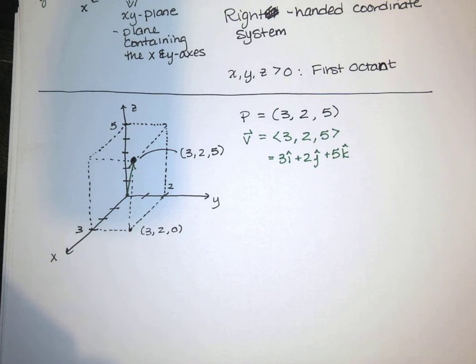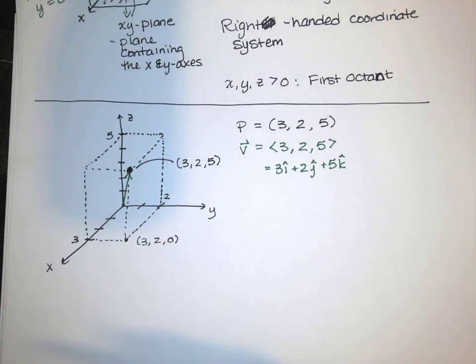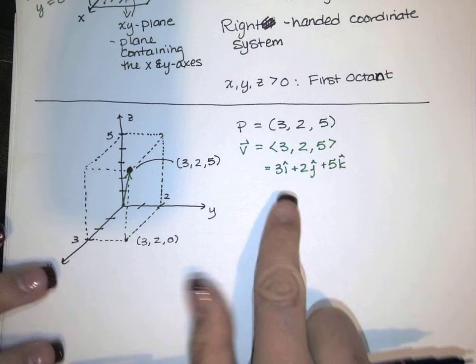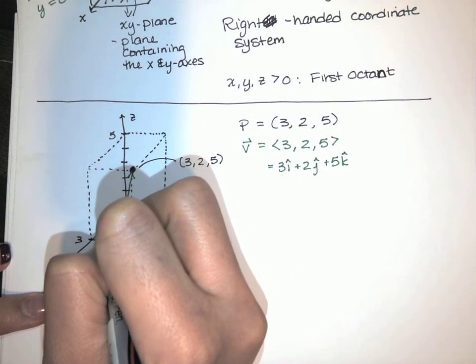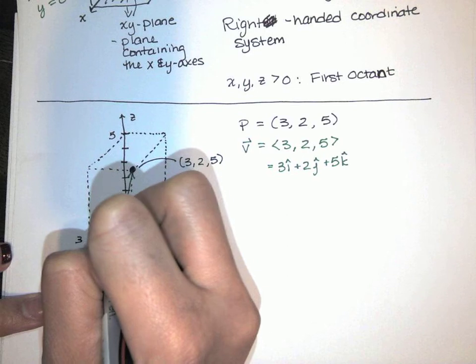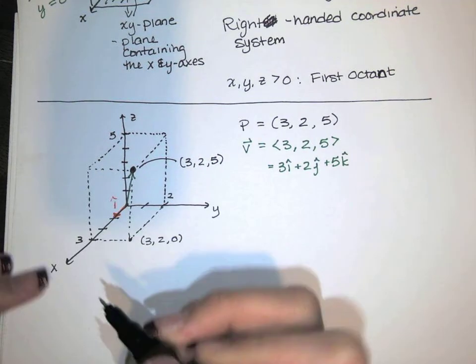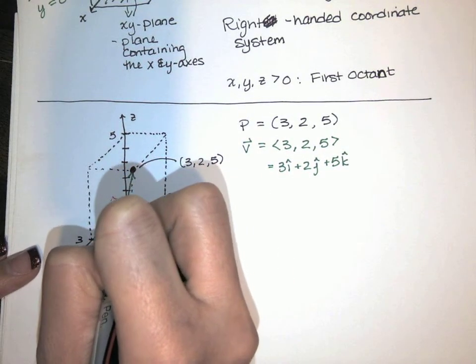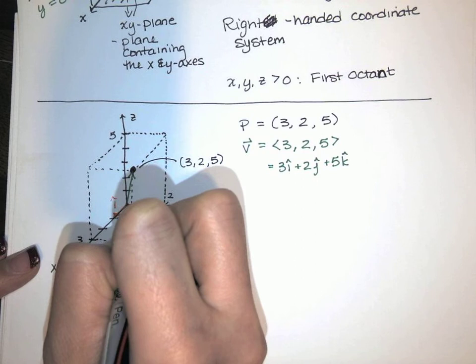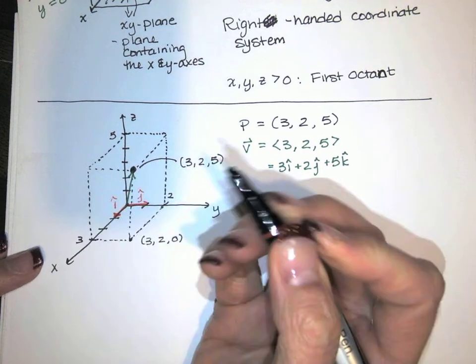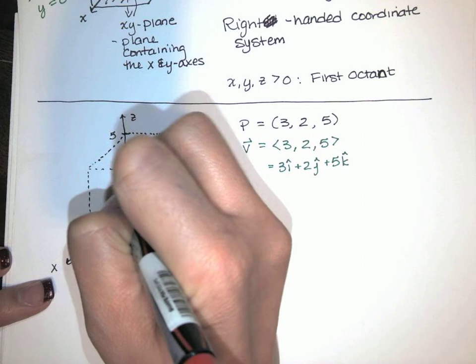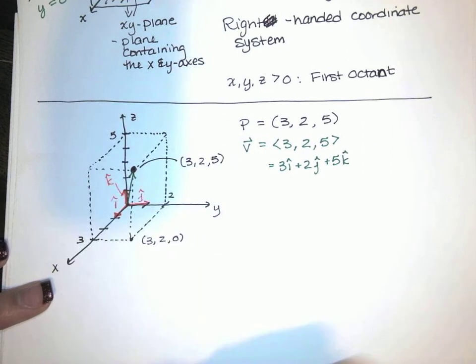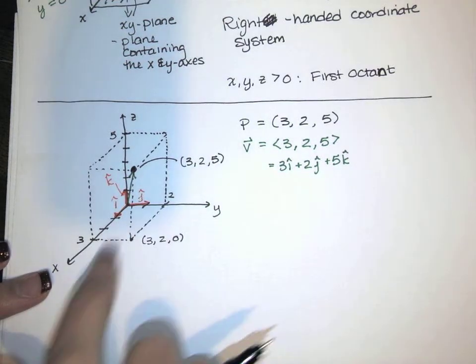Now I mentioned i hat, j hat, and k hat. Let's put these on here as well. I hat, remember, that is the unit vector in the x direction. So it's 1 unit long, goes straight into the x direction. That's i hat. J hat is 1 unit long and it goes in the y direction. And k hat is 1 unit long and it goes in the z direction. So that one is k hat. So we got i hat, j hat, and k hat.